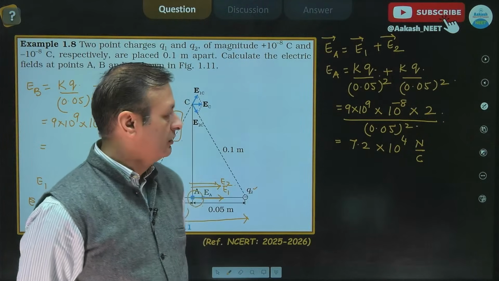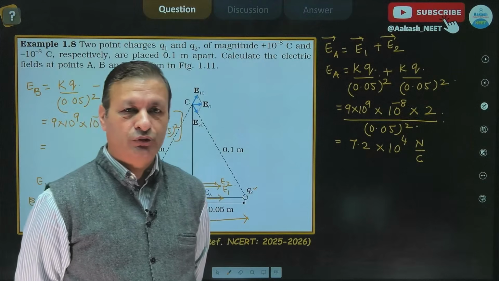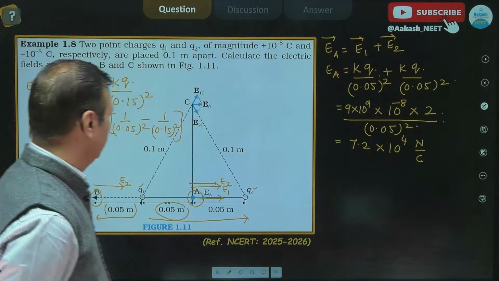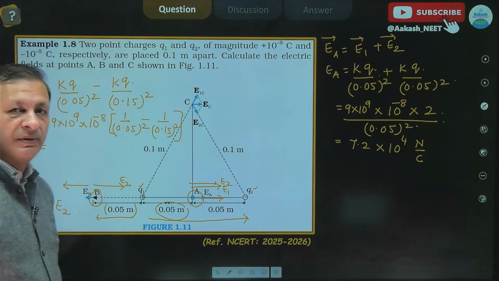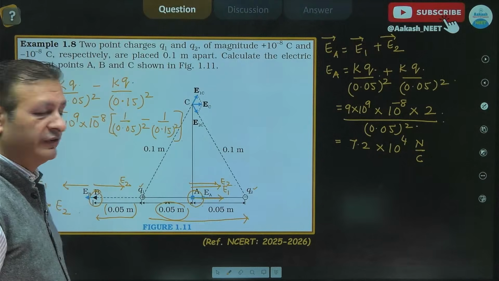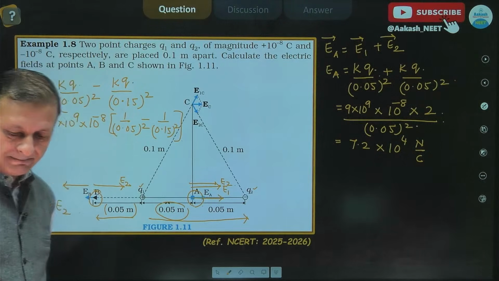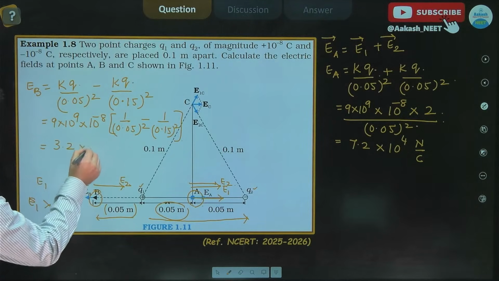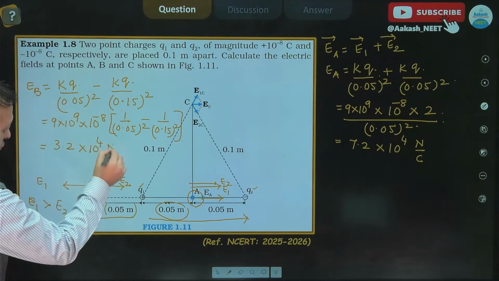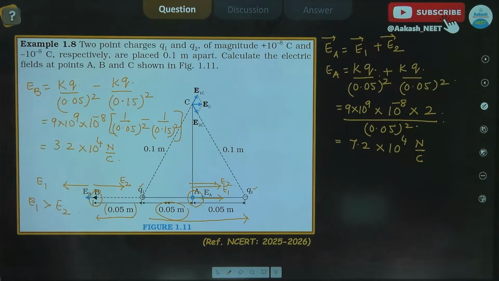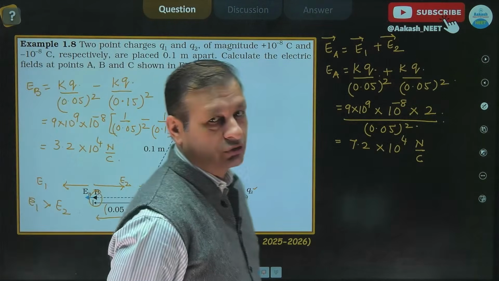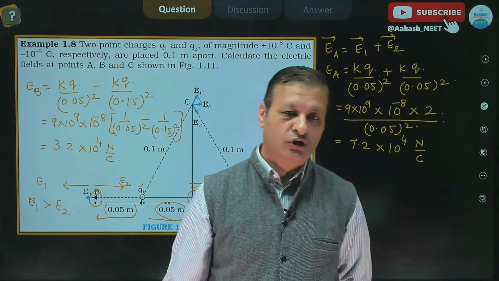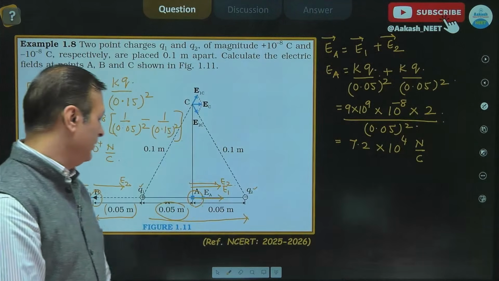If you keep doing all these calculations, that would help you to be more confident, and precisely you will gain strength in your mathematical part, and that would give you more confidence. So this number comes out to be 3.2 into 10 to the power 4, and unit wise is again Newton per Coulomb. So this is the electric field at point B due to this configuration, Q1 and Q2.